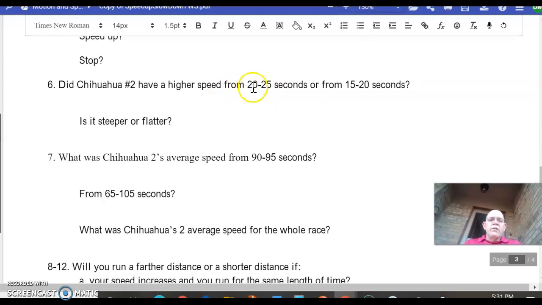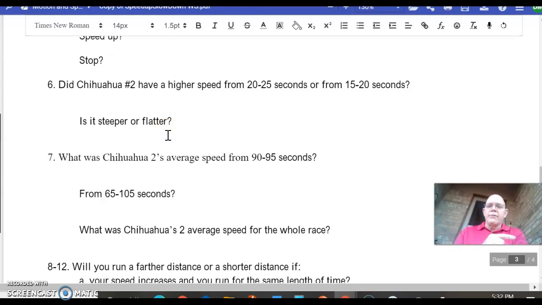Now, down here, this one, number 6, says, does Chihuahua 2 have a higher speed from 20 to 25 seconds or from 15 to 20 seconds? Well, basically, we just got to look at that line from that time to that time and think in terms of, is it flatter or is it steeper? Because we know the steeper the line, the faster he's going. So you don't actually have to calculate that. You could calculate how far they went in 5 seconds, but you really don't have to. You just need to look at which one's steeper and which one is flat.